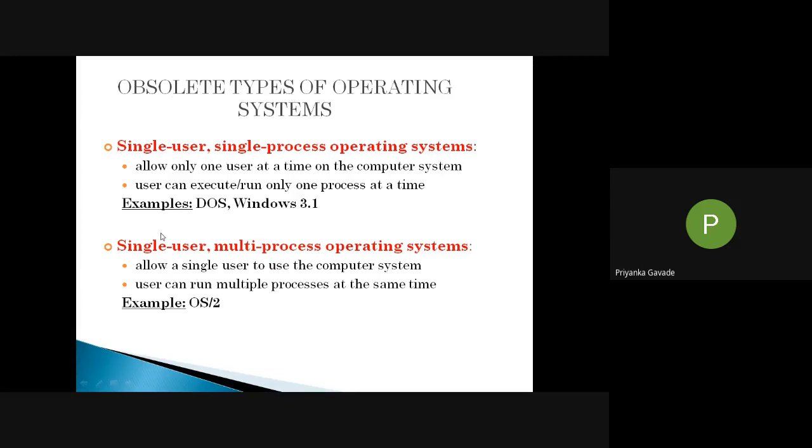So all newer versions of Windows operating system, do you think they are single process operating systems, or are they examples of multi-process operating systems? Are you people there? Somebody can speak up.